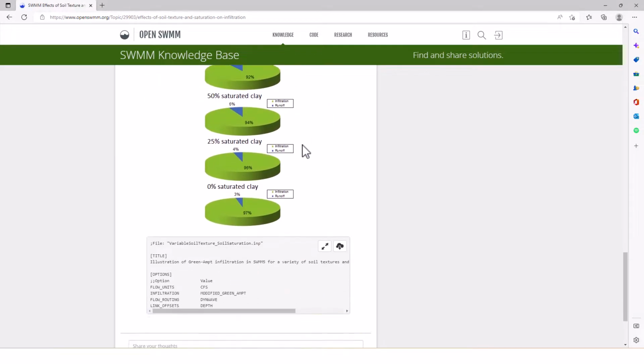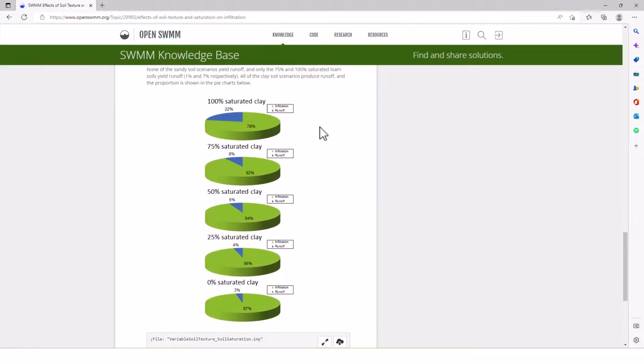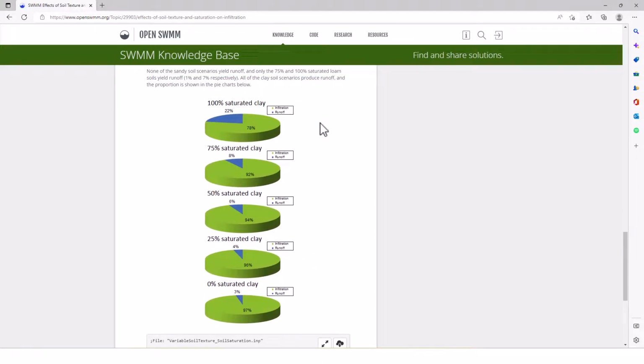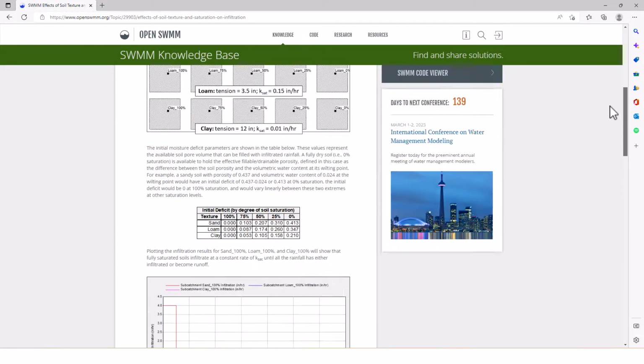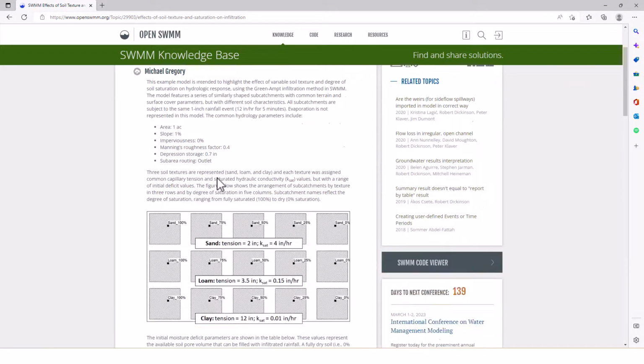Obviously in a continuous simulation model, it'll do a better job of determining the amount of runoff given the different time steps that are provided. This is an interesting study using EPA SWMM. You can download the INP file here, the specific project, but this is an interesting analysis done by this individual.